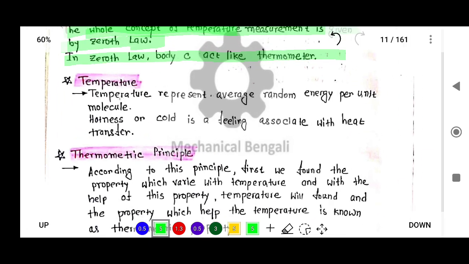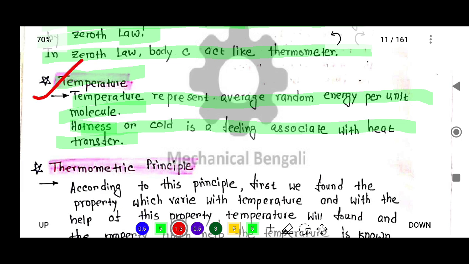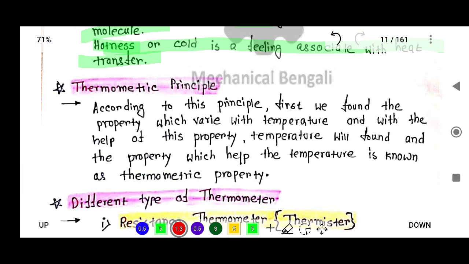Now let's understand what is temperature. Temperature represents average random energy per unit molecule. Hotness or coldness is a feeling associated with heat transfer. Okay, so this is all about the temperature. Now thermometric property means when the temperature changes, the mercury height or volume changes. So that is why here the thermometric property is mercury.